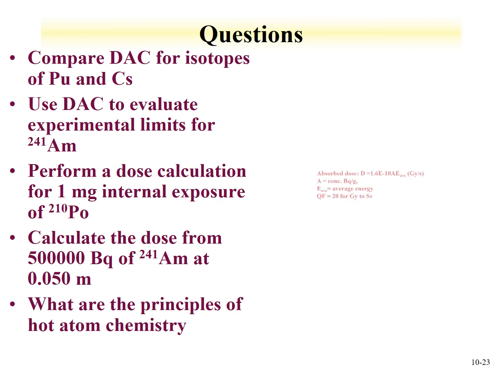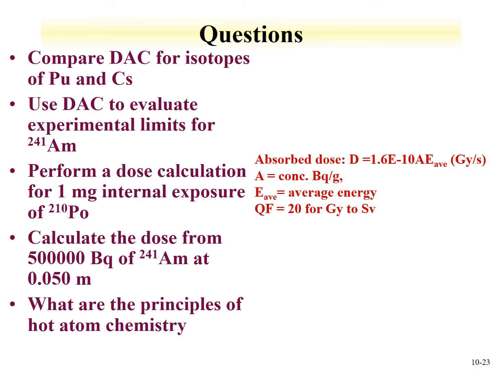One could also perform a dose calculation. If, for instance, there was a 1 milligram internal exposure of polonium-210, the absorbed dose is shown here from this equation. We have a constant where we have the concentration in becquerels per gram times some sort of average energy. For this work, we could talk about the absorbed dose. You'd have to put in a mass that it would be absorbed to.